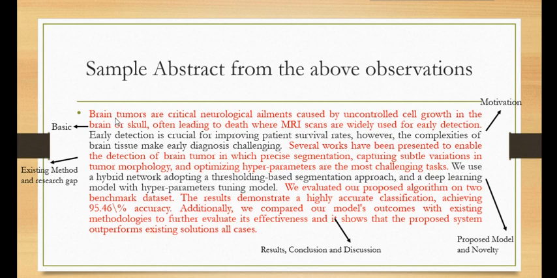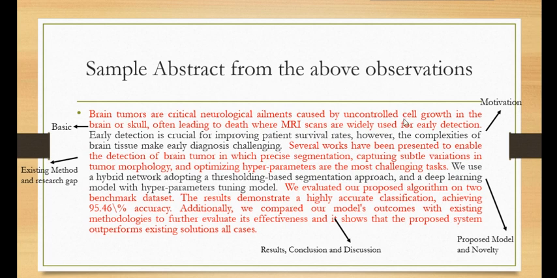Brain tumors are critical neurological ailments caused by the uncontrolled cell growth in the brain or skull, often leading to death. So MRI scanners are widely used for early detection. So it's an introduction. Here I have used what is brain tumor and why MRI. Then my point is how to write a motivation.